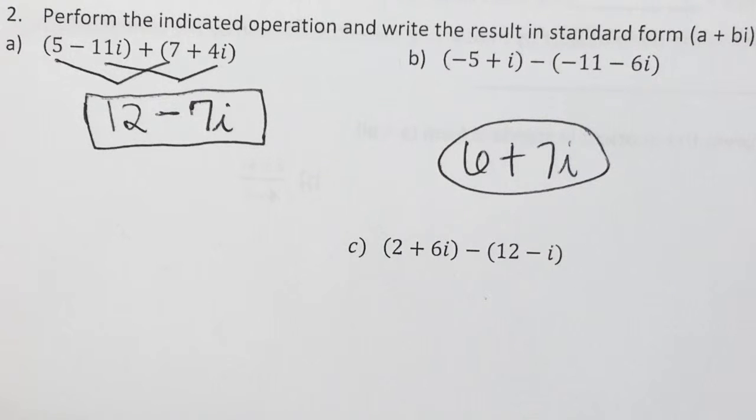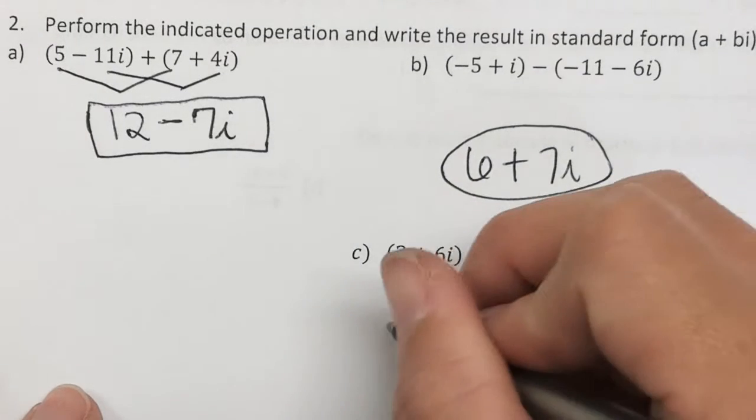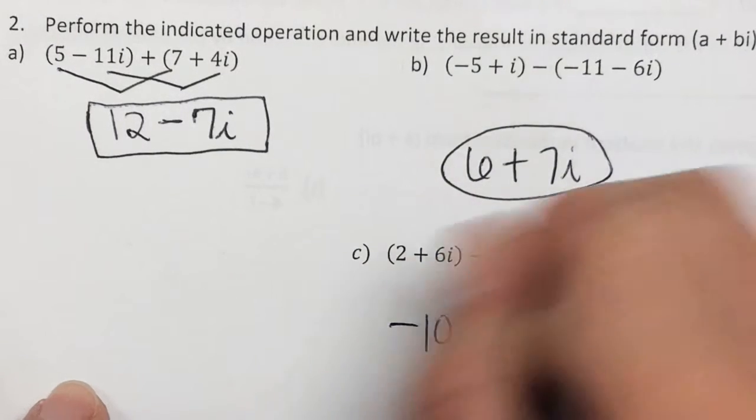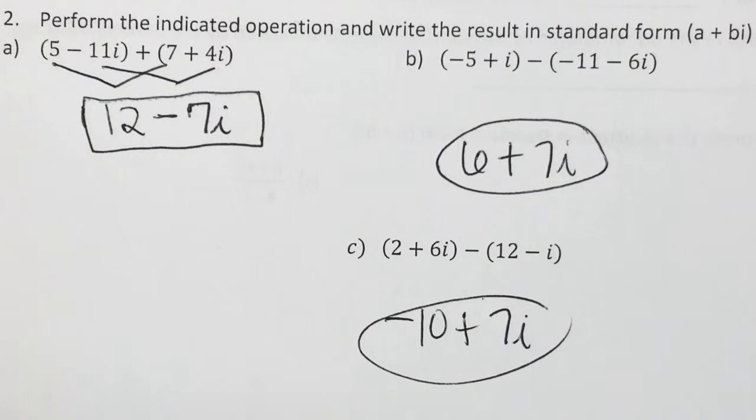Alright, who wants to do C? Alright, go ahead. Negative 10 plus 7. Alright, very good. Do I need to go over this one? These are pretty easy. Alright, then flip it.